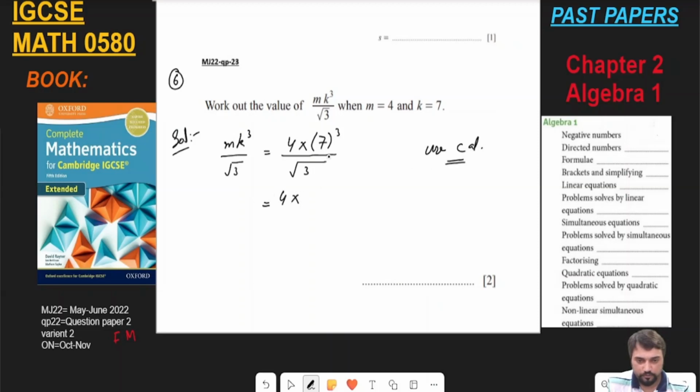4 into 7 raised to power 3 will be 343 divided by square root of 3. Now multiply 4 with 343, you will get 1372, that is 1372 divided by square root of 3. After dividing, you will get 792.1, or you can simply write 792. This is correct and this is also correct, 792.1.